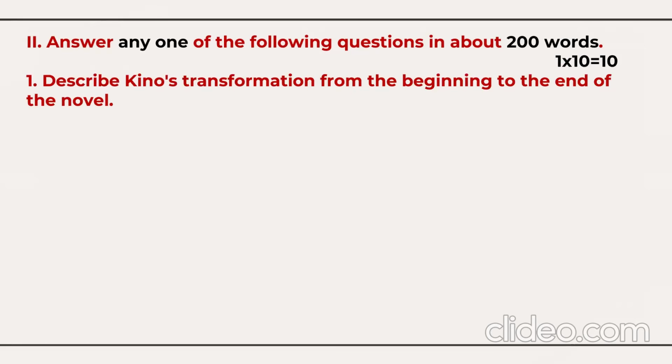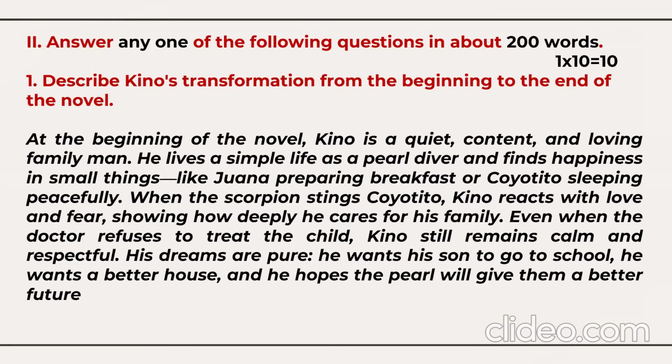Describe Kino's transformation from the beginning to the end of the novel The Pearl. At the beginning of the novel, Kino is a quiet, content, loving family man. He lives a simple life as a pearl diver and finds happiness in small things, like Juana preparing breakfast and Coyotito sleeping peacefully. When the scorpion stings Kino's son Coyotito, Kino reacts with love and fear, showing how deeply he cares for his family. Even when the doctor refuses to treat the child, Kino still remains calm and respectful.